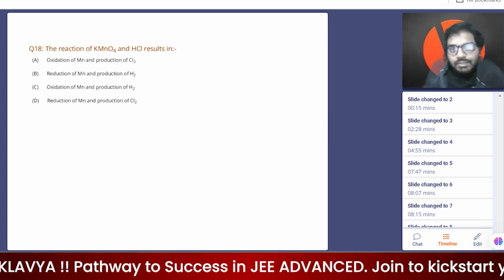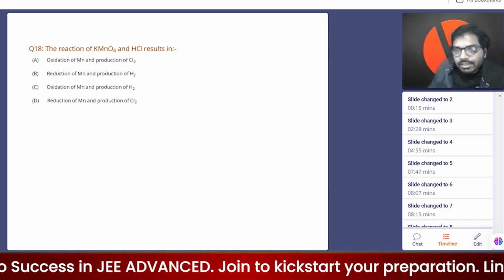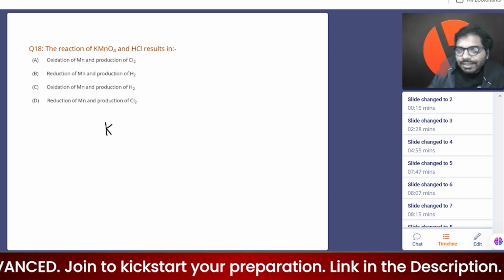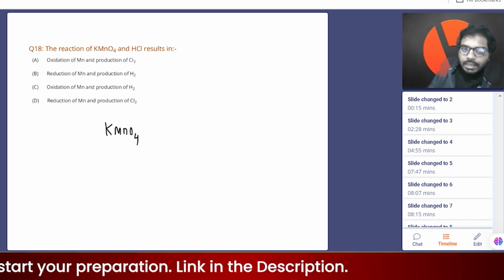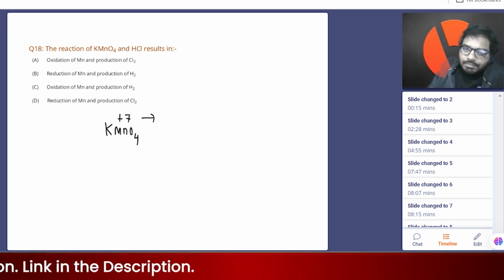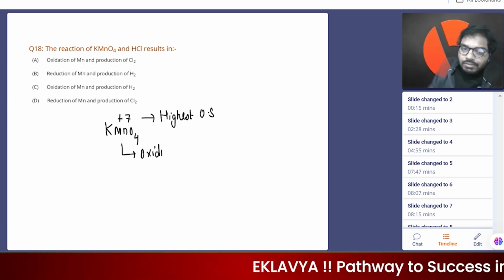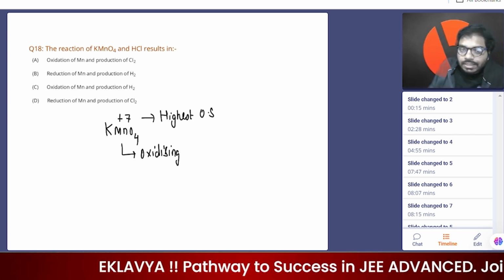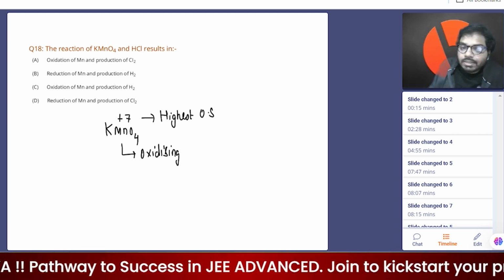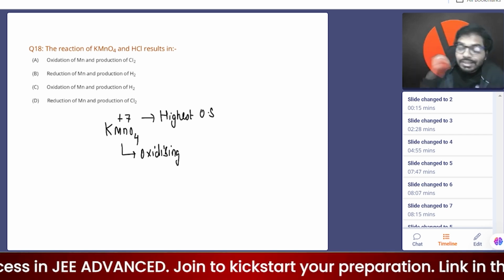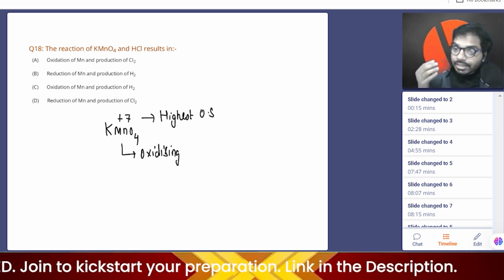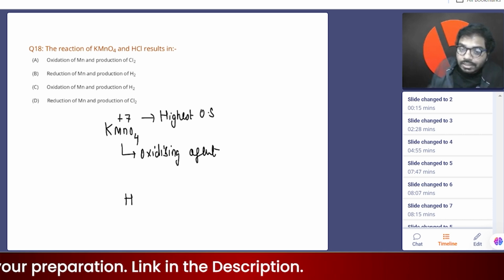Moving to the next one, reaction of KMnO4 and HCl results in. Now we will clear one thing here. This KMnO4 is in the +7 oxidation state, which is the highest oxidation state of manganese, so it will always act as an oxidizing agent. I mean, it will undergo the reduction. It further can't lose the electrons. It is the oxidizing agent.